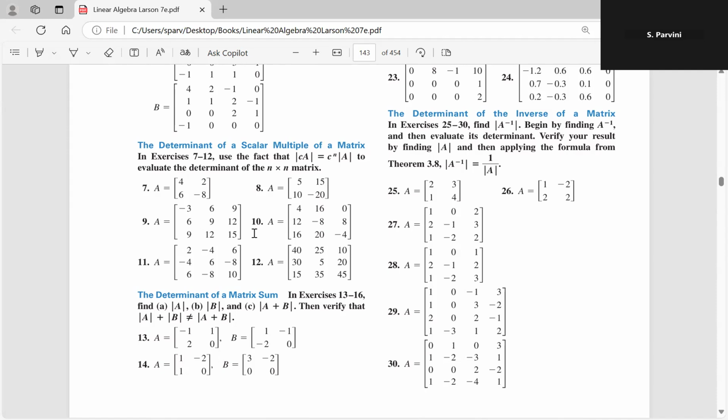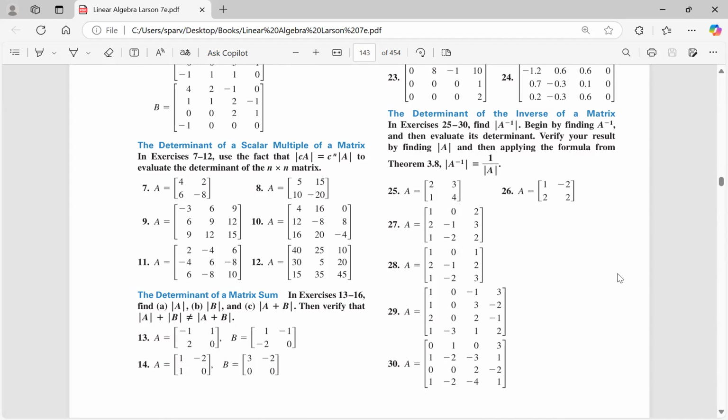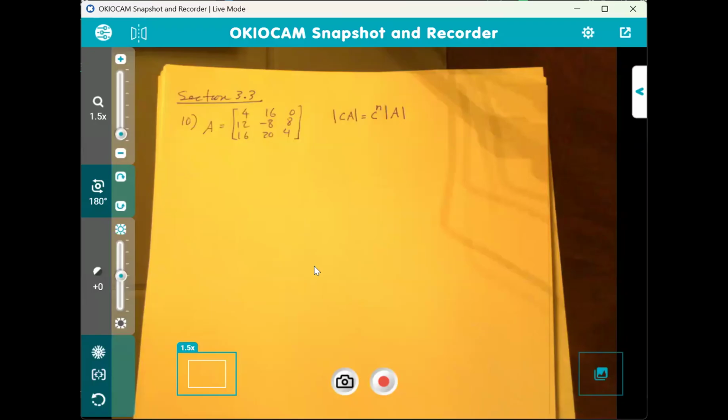The question reads, use the fact that the determinant of a constant multiple of A, I'm writing that as well, the determinant of a constant multiple of A is C to the n times determinant of A, to evaluate the determinant. Okay, so now let me switch to my notepad so you can see what I'm doing here. All right, so this is what I have.